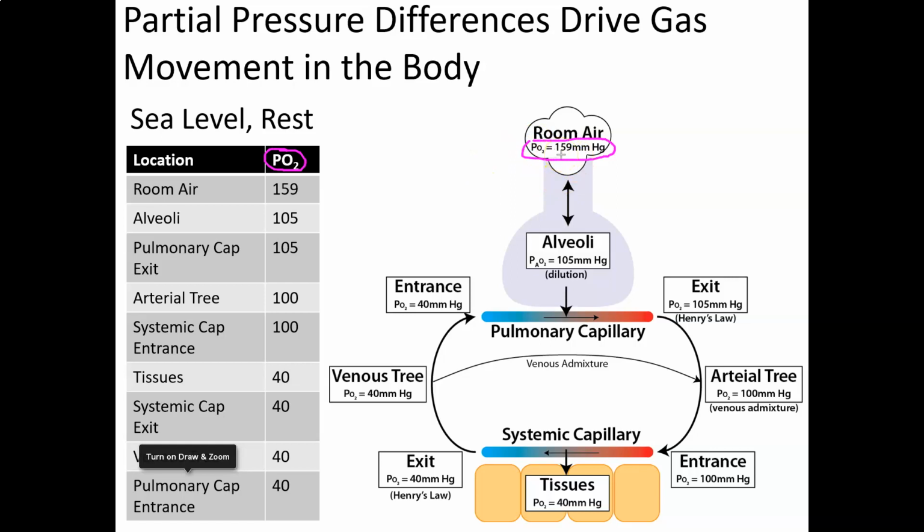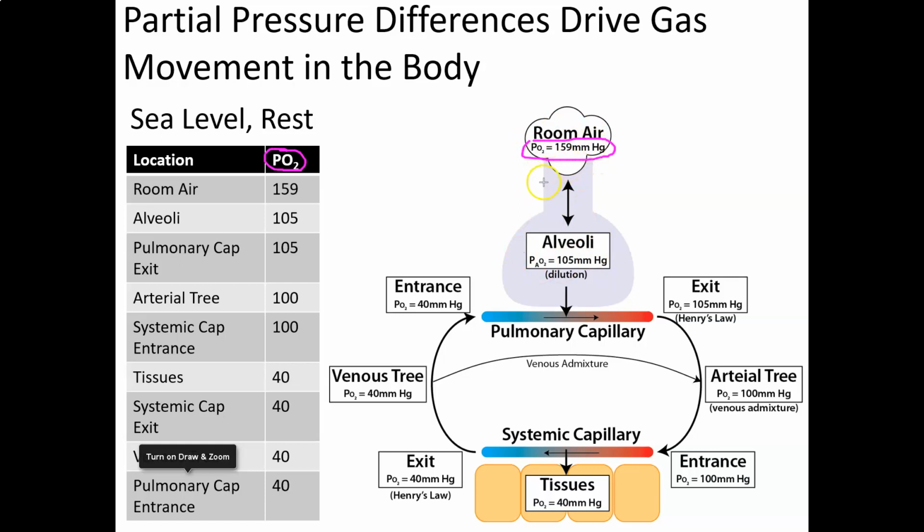Remember, the pressure units that we invariably use for just about anything physiologically are millimeters of mercury. Sometimes they use what they call centimeters of water pressure in some respiratory variables, but we're not going to use them in this class. It's always going to be millimeters of mercury.